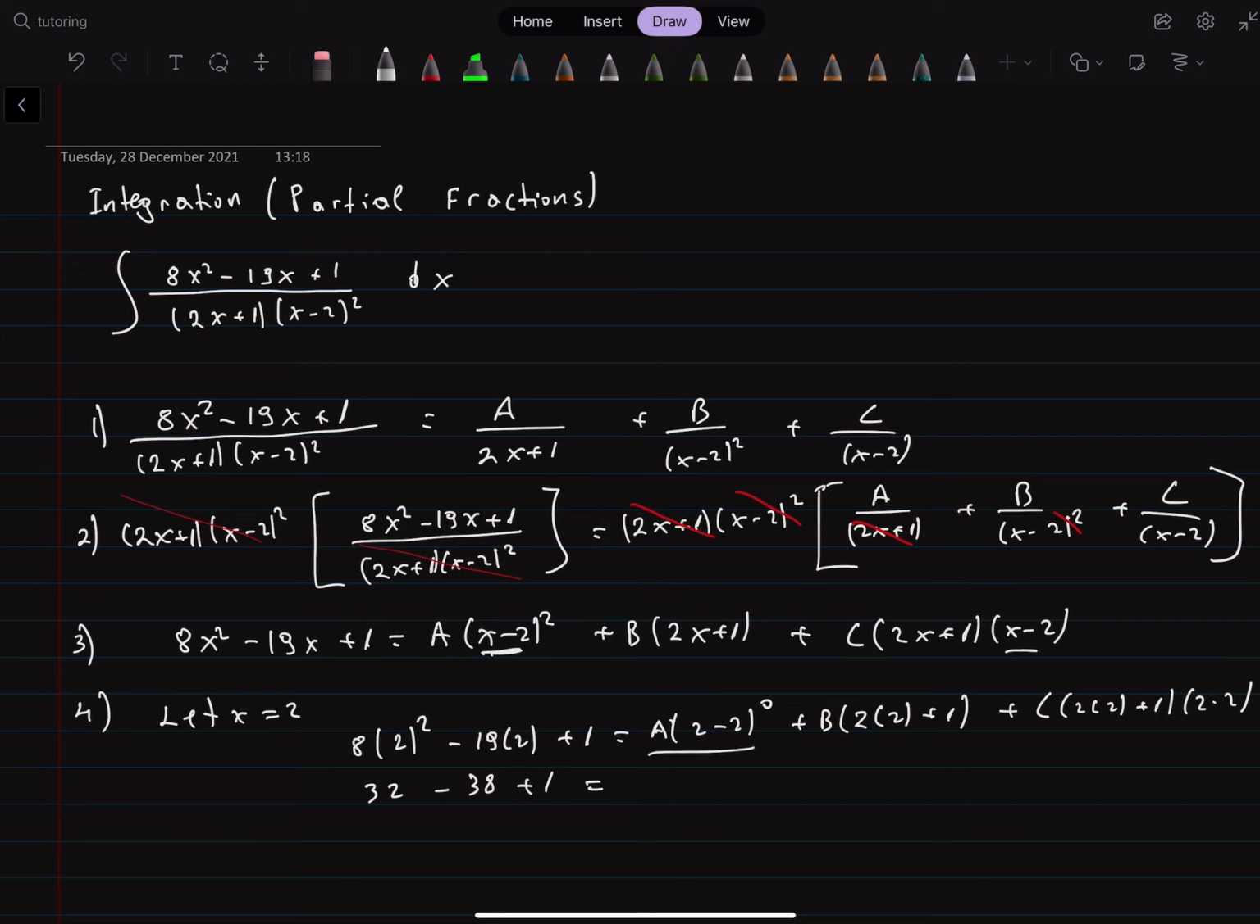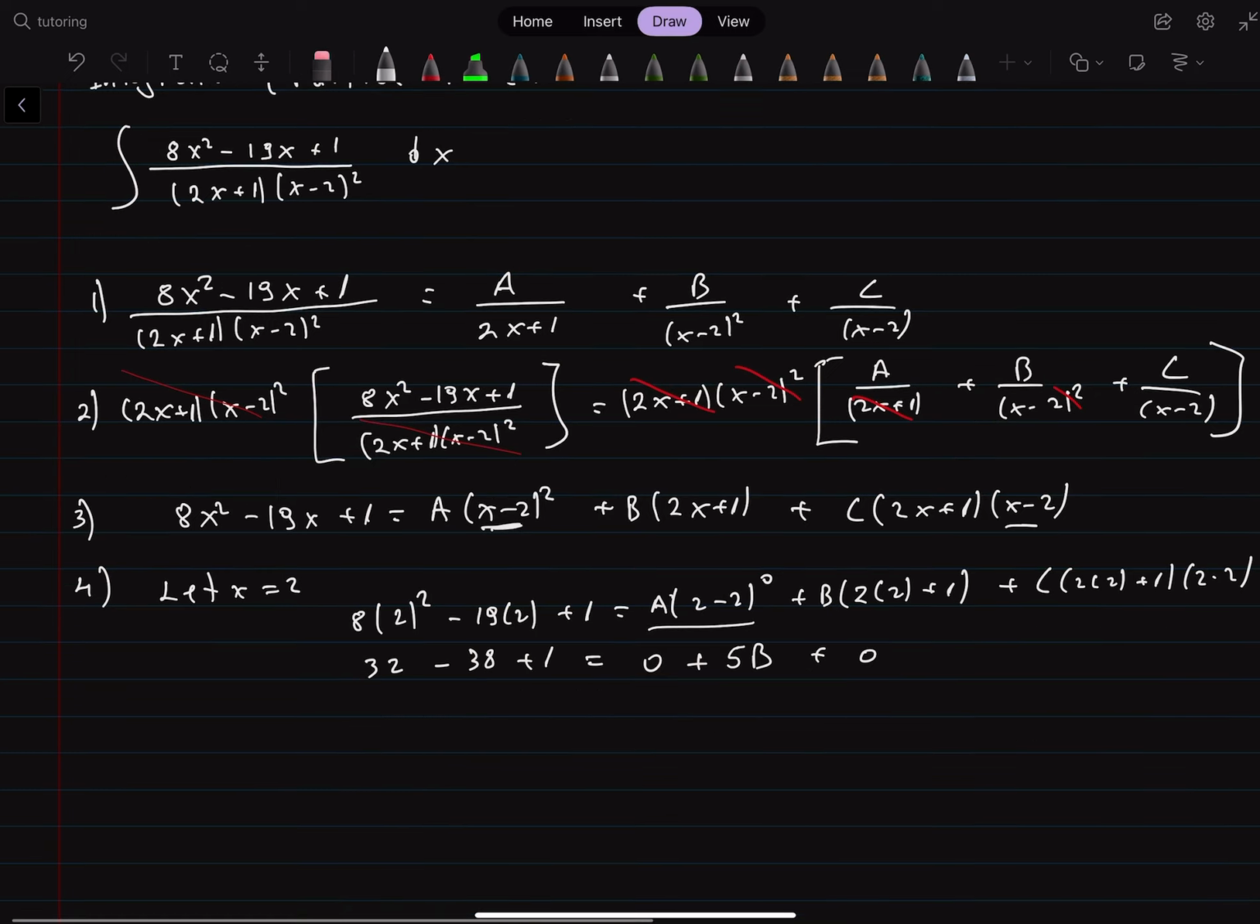And then we know that A is going to be 0, and B is going to be 2 times 2 is 4, plus 1, just plus 5B, and then plus 0C, or just 0. Alright, so now we would have 32 plus 1 is 33, minus 38 equals 5B, and then 33 minus 38 is minus 5, equals 5B. B is going to be equal to minus 1. That's the first term that we found.